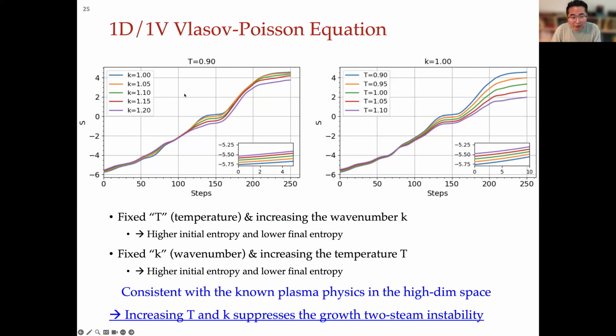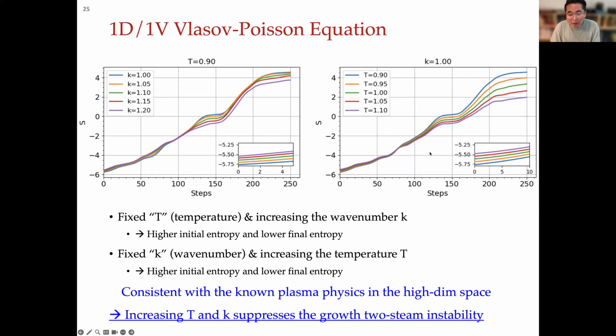So here, on the left, I'm showing you the entropy figure with respect to the time steps. And here I fixed the temperature at 0.9 and varied K. So in this case, fixed temperature and increasing wave number K, we see that we have higher initial entropy, but lower final entropy at the end. You see this purple line, that is the initial shape. So K is the largest initially, but at the end, actually K is the lowest in terms of the entropy.